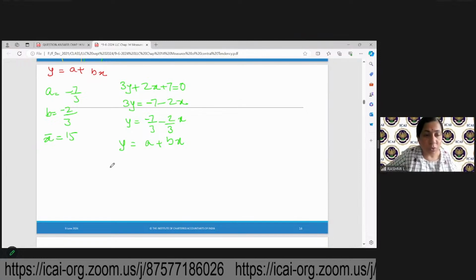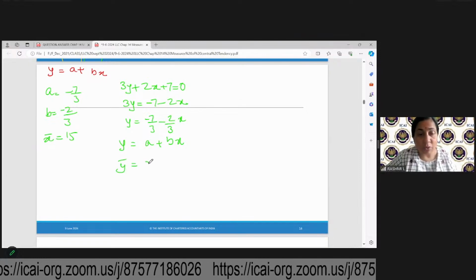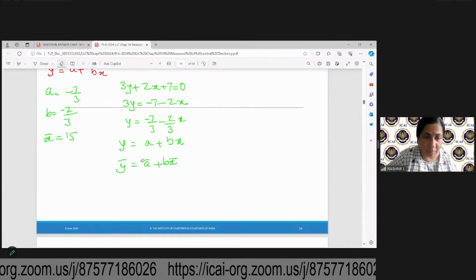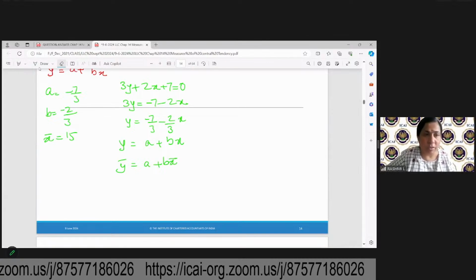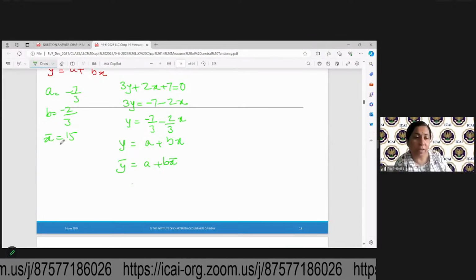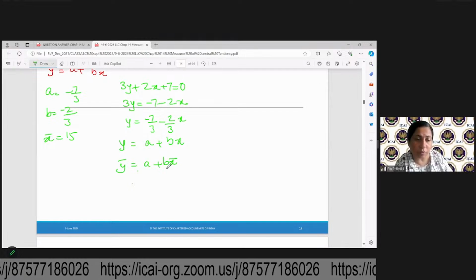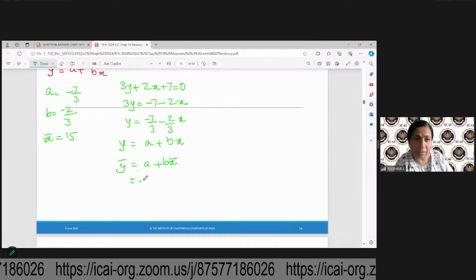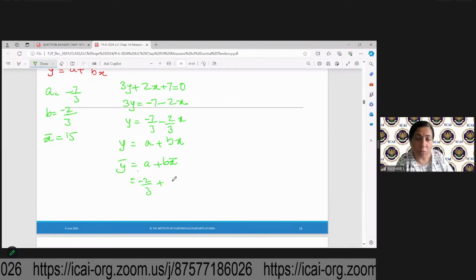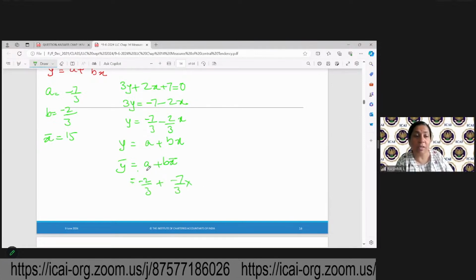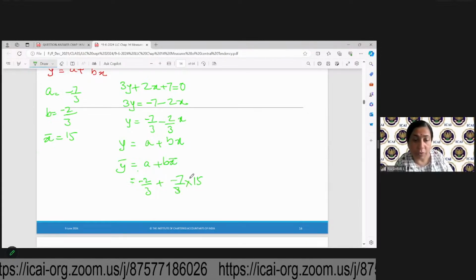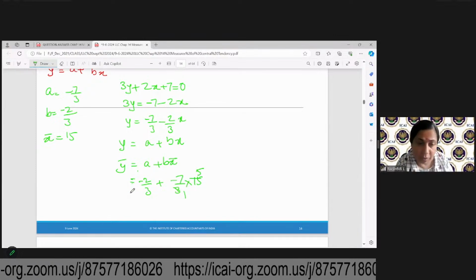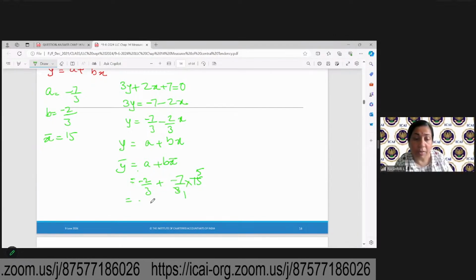Now when this is true, then y bar is equal to a plus b x bar, not the other. Now I have x bar is equal to 15. Now I will substitute for A and for B. How much is A? A is equal to minus 2 by 3 plus B is equal to minus 7 upon 3 and x bar is given to me as 15. So 15 ones are 15, fives are 5 into 7 minus 35.